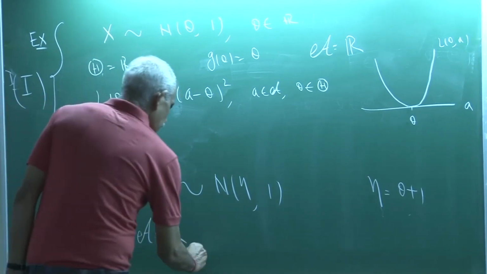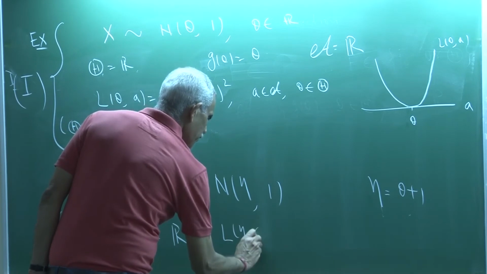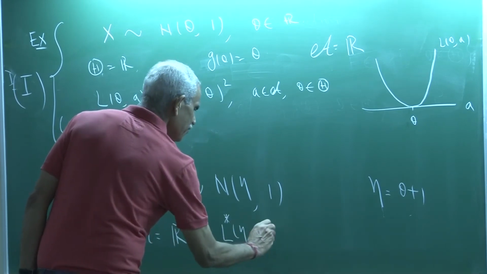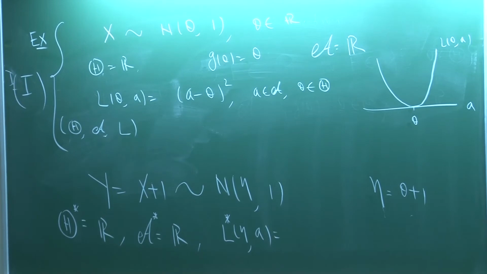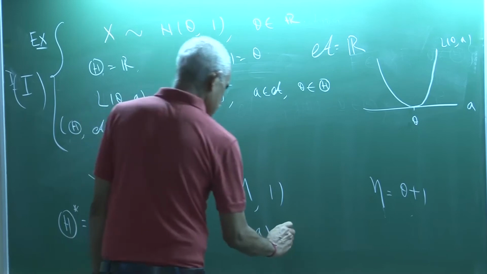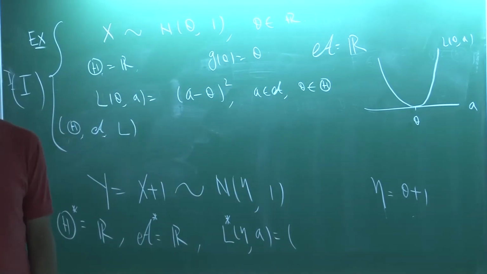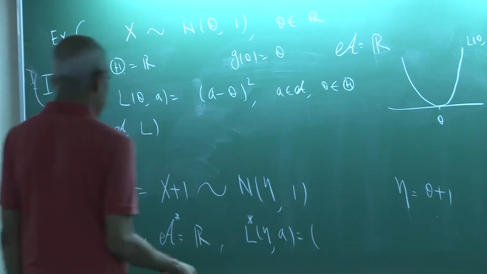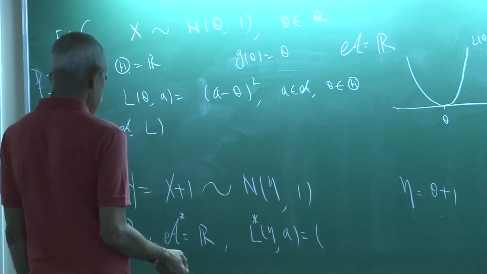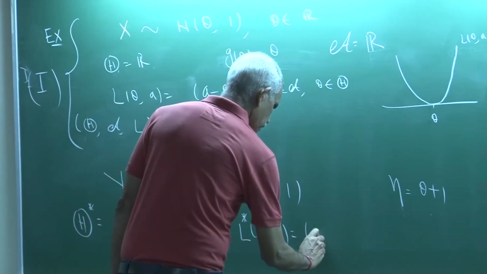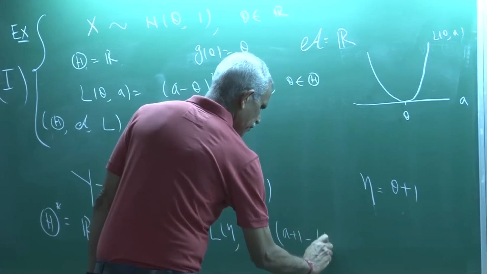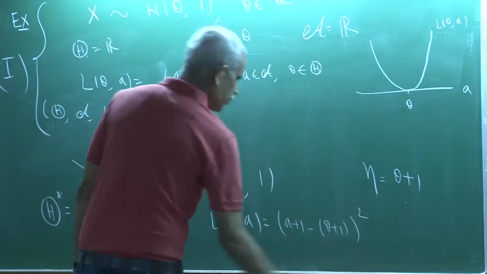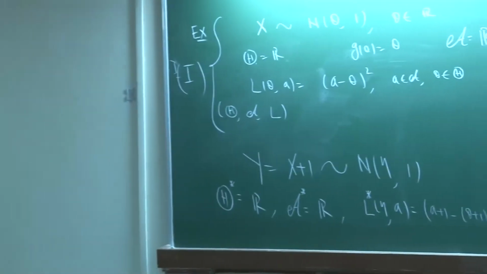What is L(eta, a)? Let me call this L star (eta, a). L star (eta, a) I take as the same, except that it is (a plus 1 minus (theta plus 1)) whole square, right?